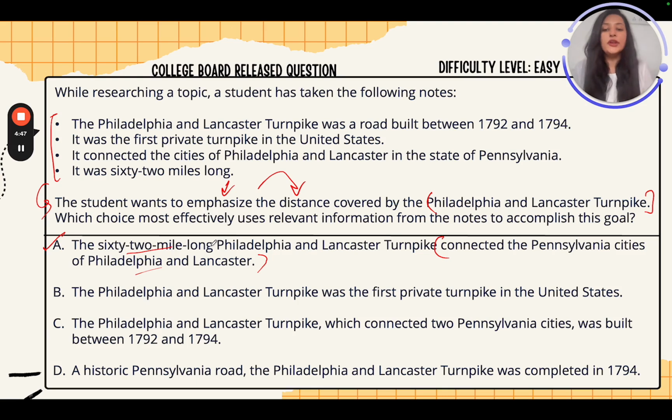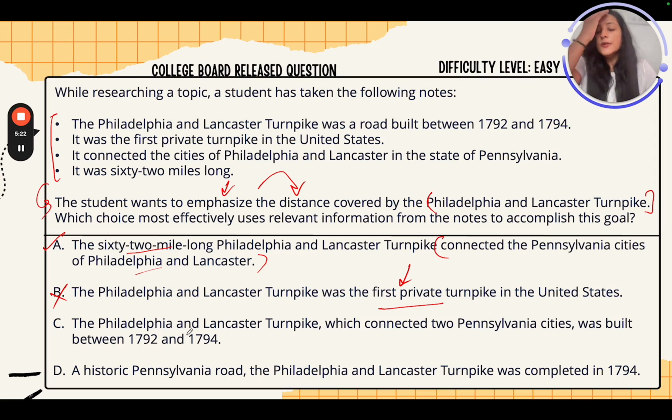But we still have to go ahead and eliminate B, C, D. We just can't find the right answer over here and move ahead. We have to make sure we eliminate all the other options. Now B, the Philadelphia and Lancaster Turnpike was the first private turnpike in the US. So what? If it was the first private turnpike, it does not really tell me anything about the distance. I don't want to know if that was the first private turnpike or not. The thing that I want to achieve is I want to put more attention on the distance covered by this turnpike, right? So B is out because it's just telling me that this was the first private turnpike, which is irrelevant to the goal.